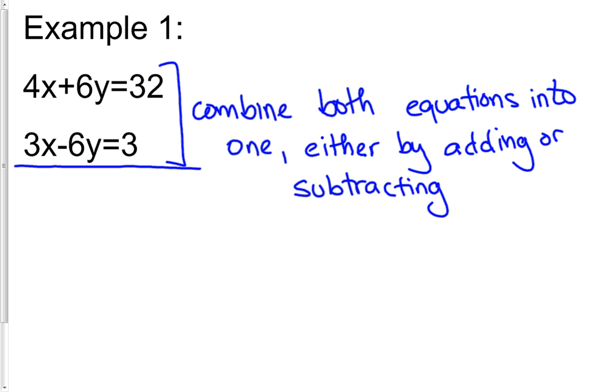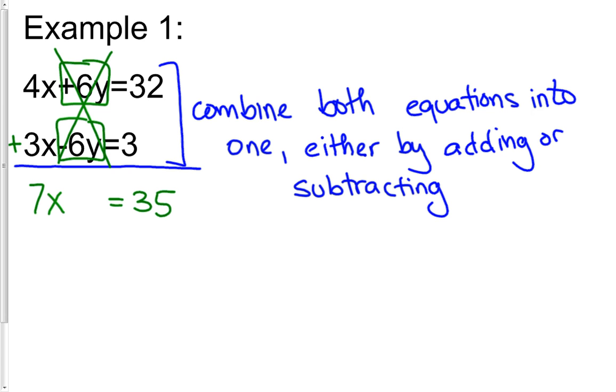So you'll notice with this first example here that for our y variables, we have a positive 6y and a negative 6y. So if we were to add those two together, they would cancel each other out. So what we want to do is take this second equation and add all of our like terms. So 4x plus 3x becomes 7x. 6y plus negative 6y cancels out. And then 32 plus 3 becomes 35.